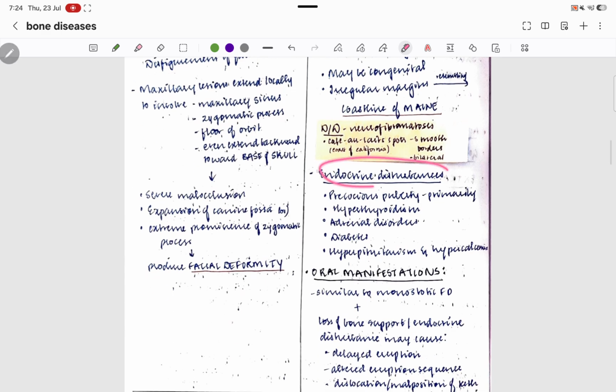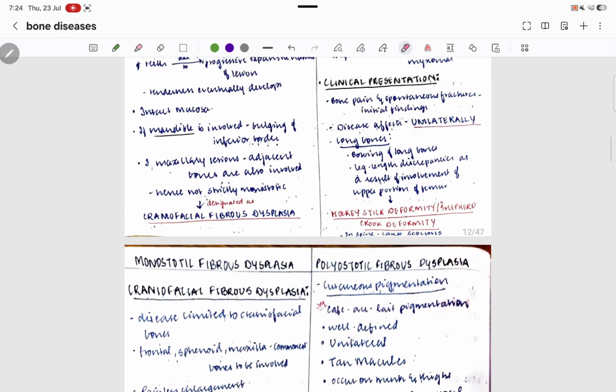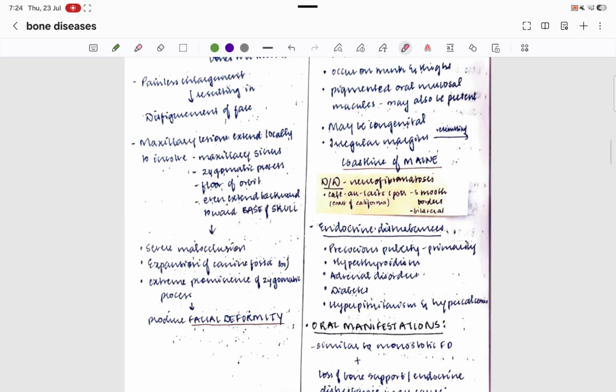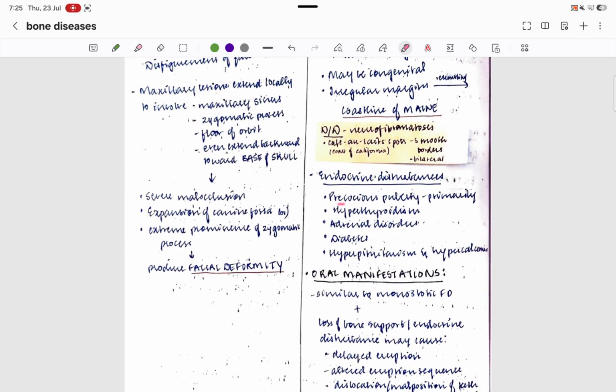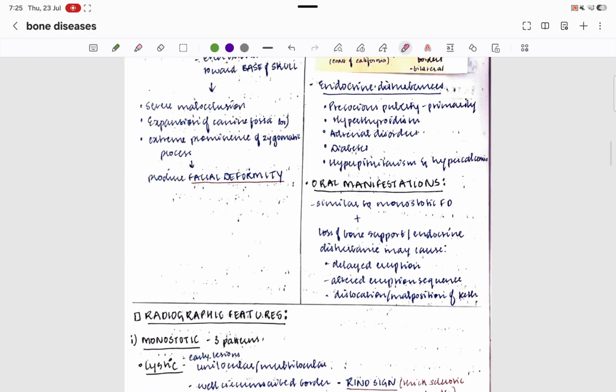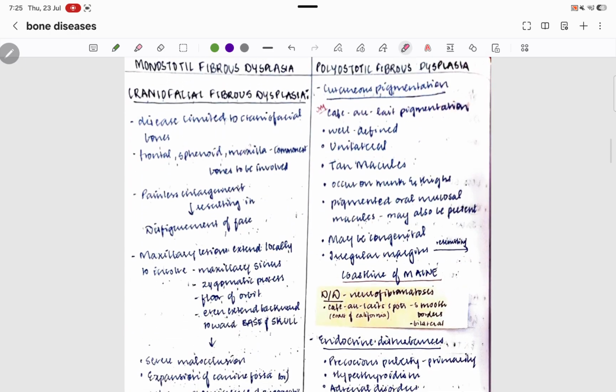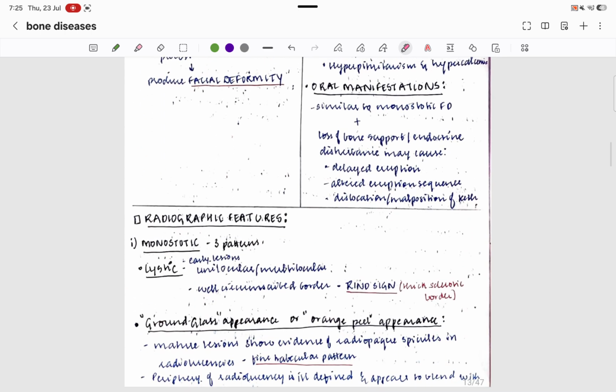Coming to the endocrinal disturbances seen in McCune syndrome, they are precocious puberty, hyperthyroidism, adrenal disorders, diabetes, and hyperpituitarism. Now, oral manifestations are similar to monostotic ones. Same as there: facial deformities, jaw, loss of bone support, and endocrinal disturbances are majorly occurring here. There is a delay in eruption, altered eruption sequence, dislocation, and malpositioning of the teeth.